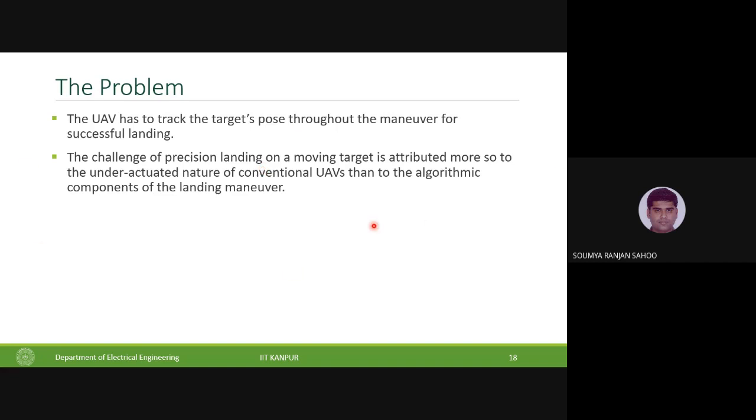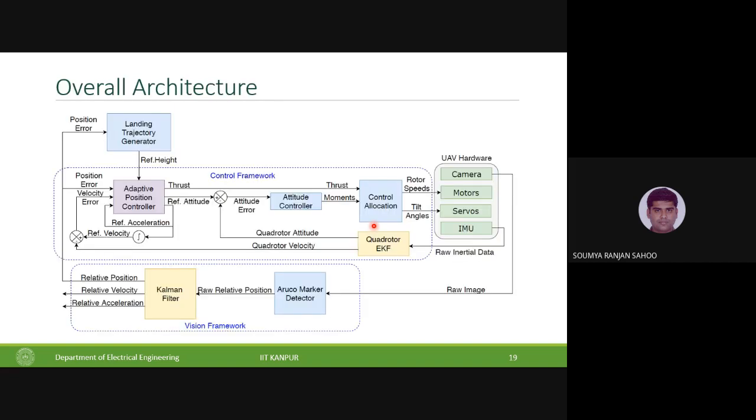I'll not go exactly into the algorithm, but I'll give you the overview of what we had done. So this is a block diagram of the overall architecture. You have your reference attitude, and you have your position controller that gives me the thrust. The reference attitude with the attitude error gives me the moment. The control allocation then gives me the rotor speed and tilt angles, and this is the UAV with its hardware, which gives me my inertial data from where I can compute my quadrotor's attitude and velocity. So this is the initial part that we had seen.